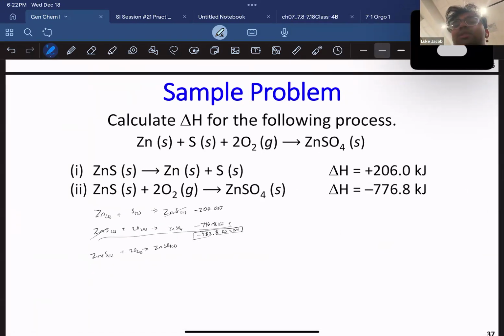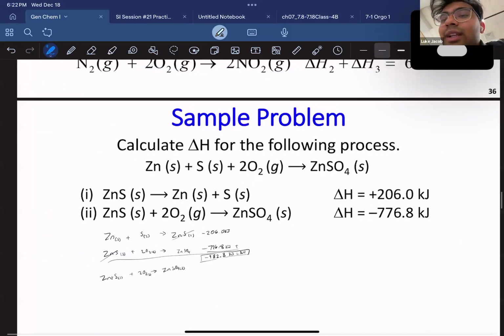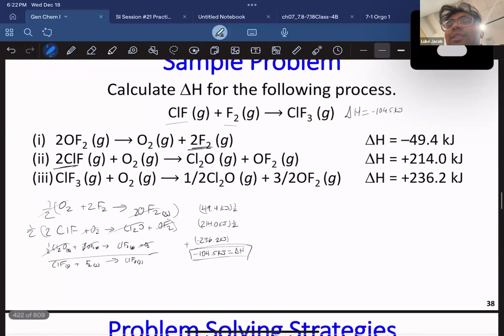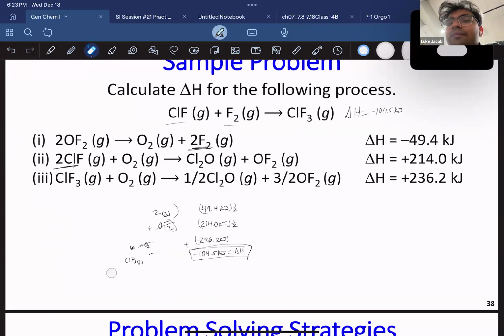Can you send me the question? Because I know this question's probably a lot easier, because all you have to do is flip one of these reactions to get whatever. But with the other questions, it's a little more challenging because you have to use fractions and stuff. I guess this question's kind of challenging too. We can try to do this one. So let's do it.